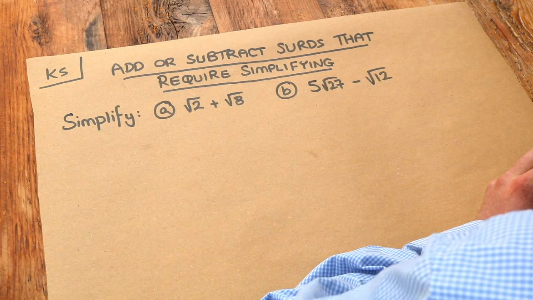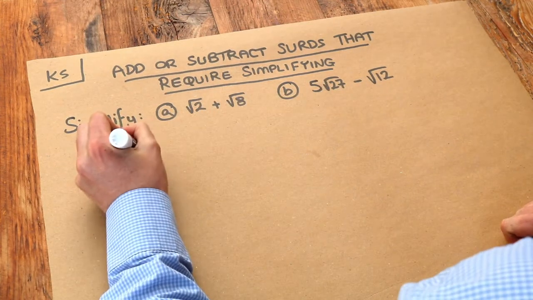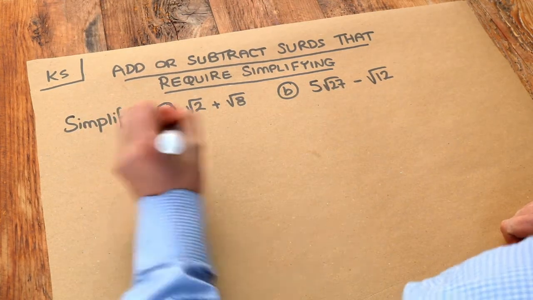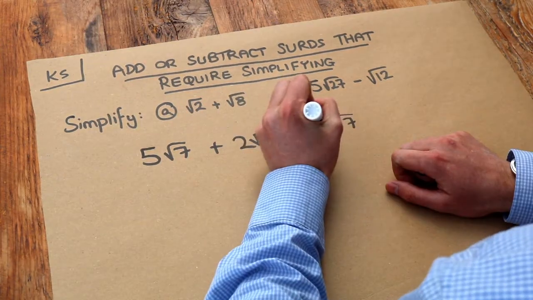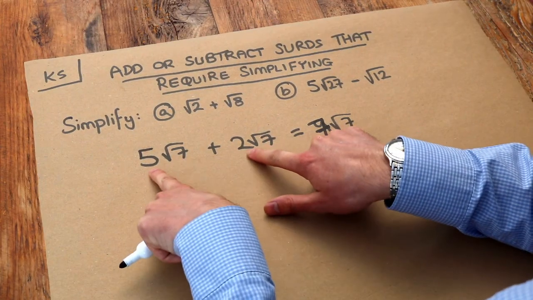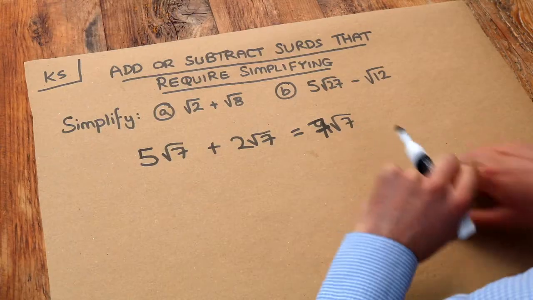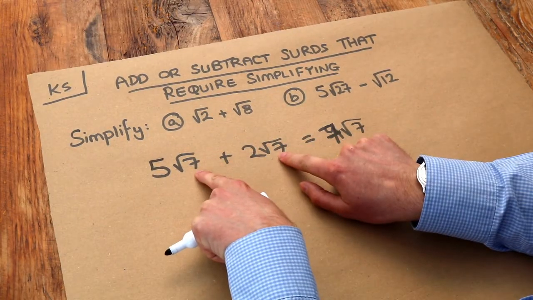Now we saw how to add or subtract surds when we had the same number under the square root. So for example, if we had 5 lots of root 7 and we added 2 lots of root 7, then we have 7 lots of root 7. Sorry, I wrote that wrong. So we have the same number under the square root, we just add the numbers on the front. 5 plus 2 is 7. However, this only works when the numbers are the same under the square root.